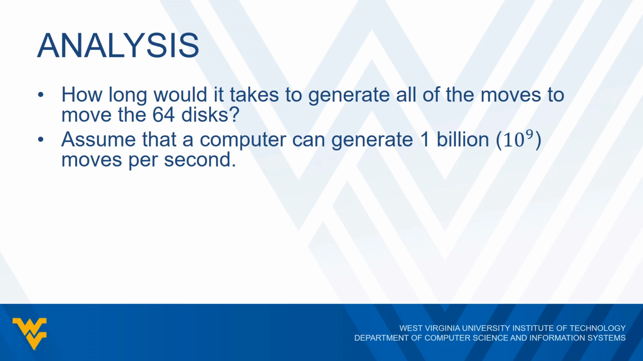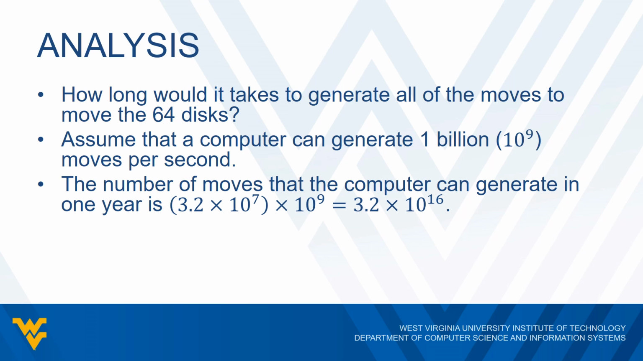So how many moves can the computer generate in a year? Well, we've already mentioned that there are 3.2 times 10 to the 7th power seconds per year, right? And we already mentioned that we can do 10 power 9 moves per second. So we could generate that many. So we just multiply those together and we get 3.2 times 10 to the 16th power. So that's how many moves we can generate in a single year, 3.2 times 10 to the 16th power.